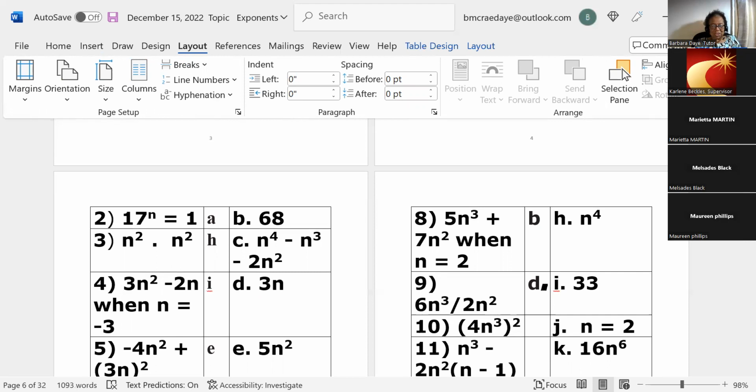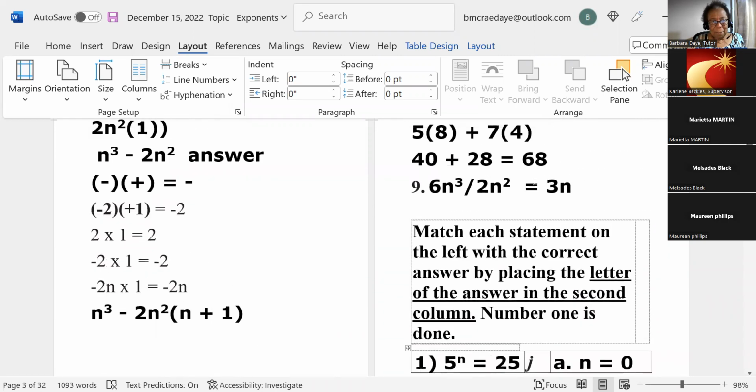Questions? What do you do with the variables, miss? What do you do with powers when you divide, Mercedes? You subtract. That's right. So 3 minus 2 would be 1. That's how you get N to the 1, or just N. Just put N down. You don't have to put the 1. The 1 is the default.